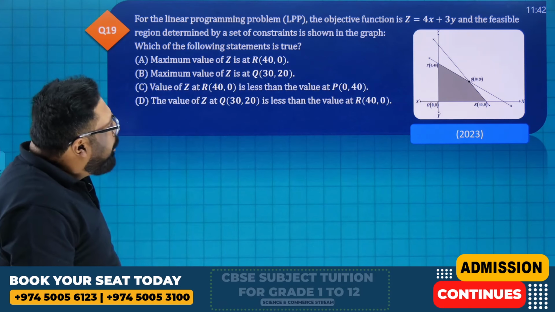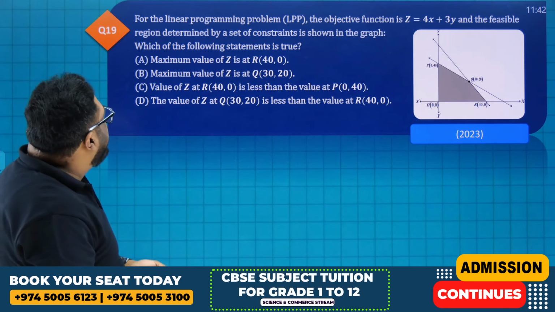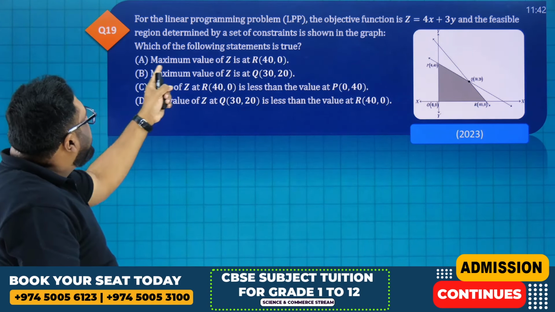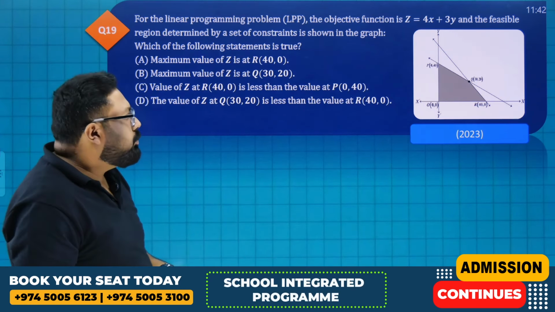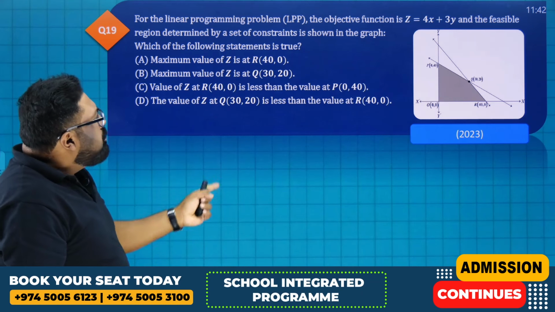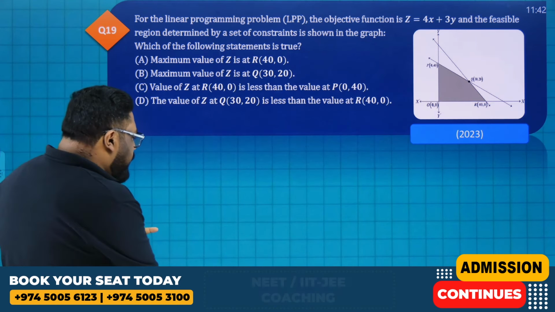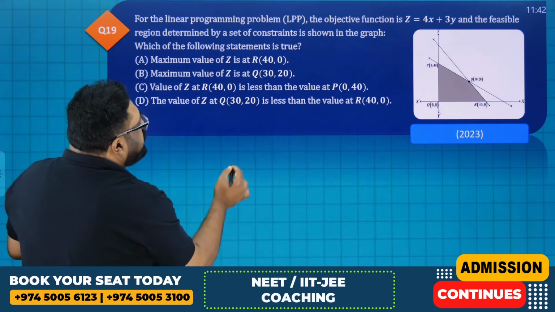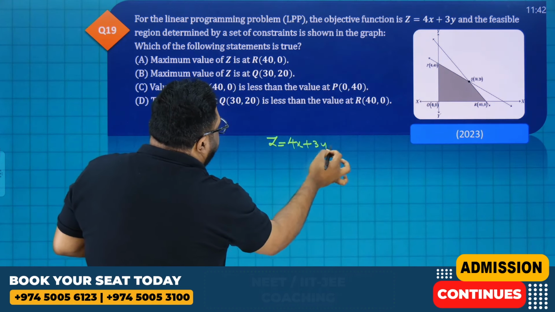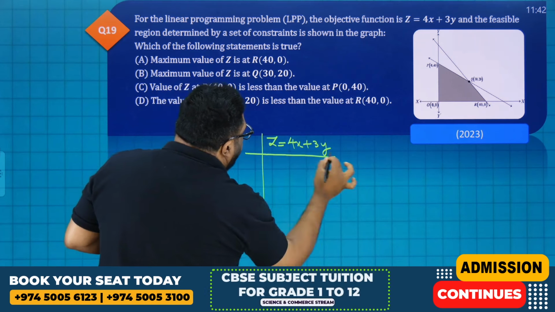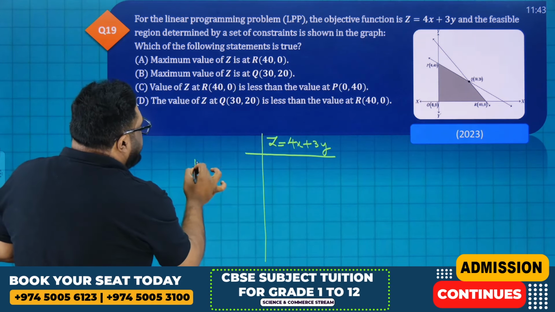For the linear programming problem, Z is equal to 4x plus 3y and the feasible region is determined by a set of constraints shown in the graph. Which of the following statements is true? They are talking about maximum value, minimum value at all corner points. So let's try to find out the values. Z is equal to 4x plus 3y. Then what are the points?